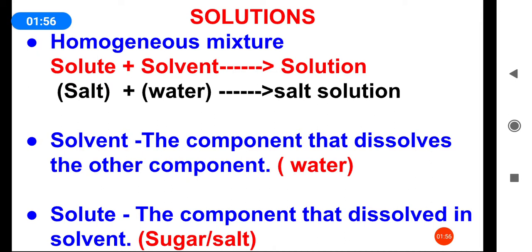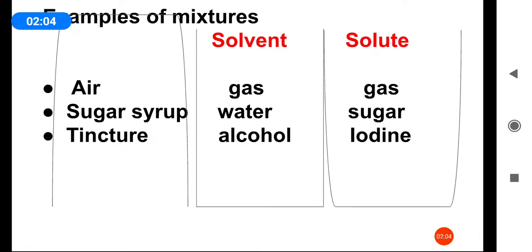Generally, the solvent is present in major proportion compared to the solute. The amount of solute is lesser than the solvent. The solute and the solvent can be in any state of matter, that is solid, liquid and gas. Here are some examples of mixtures with their solvent and solute.